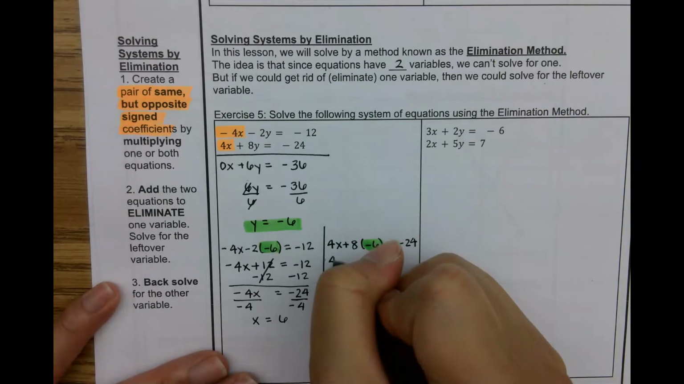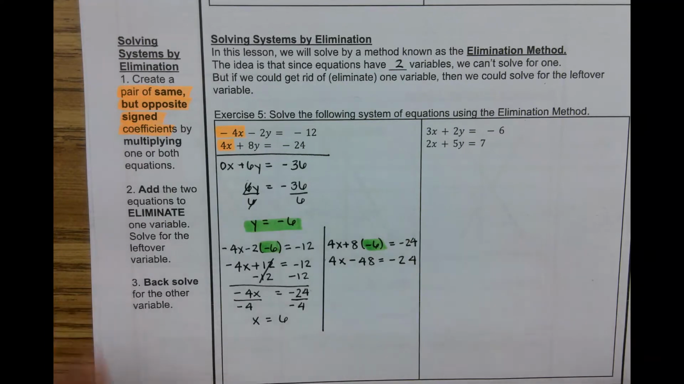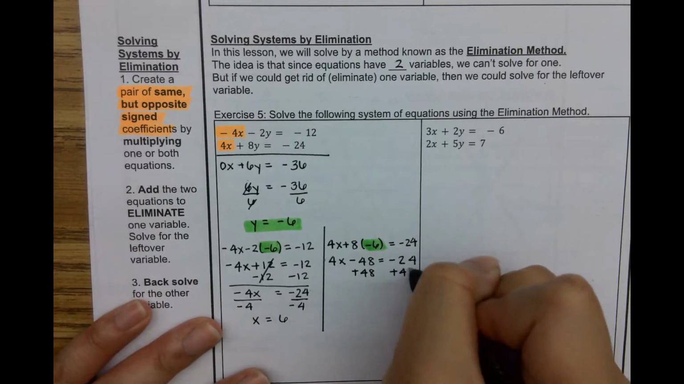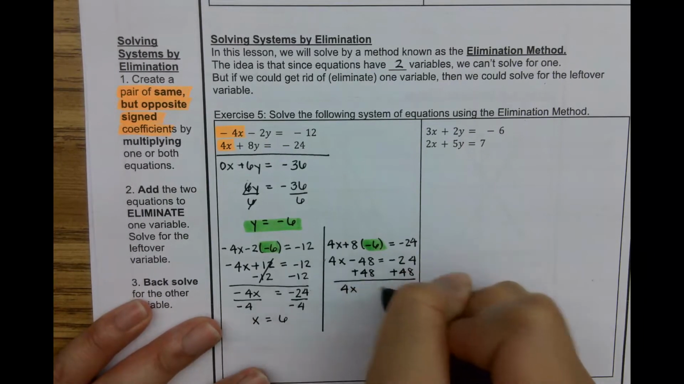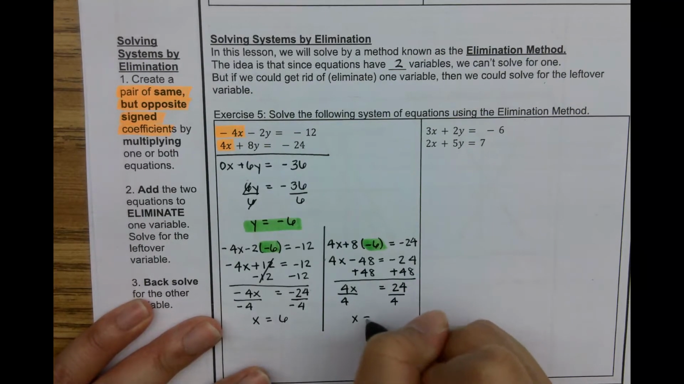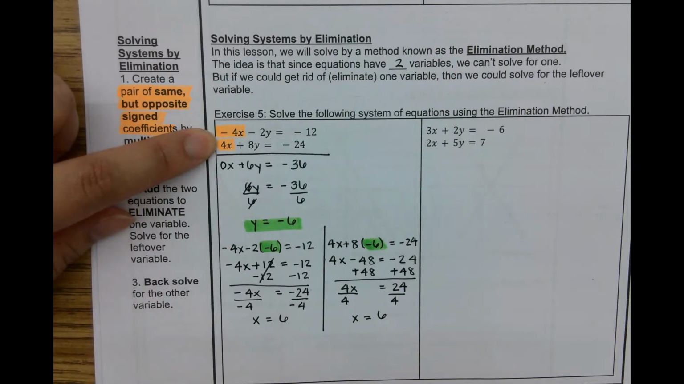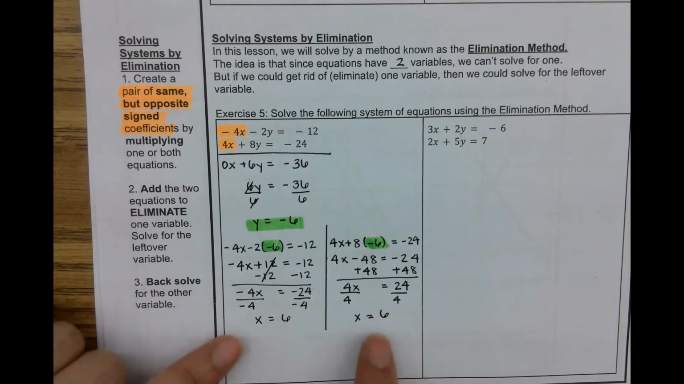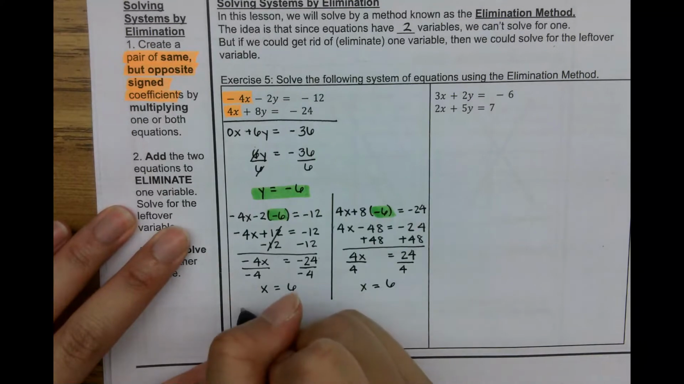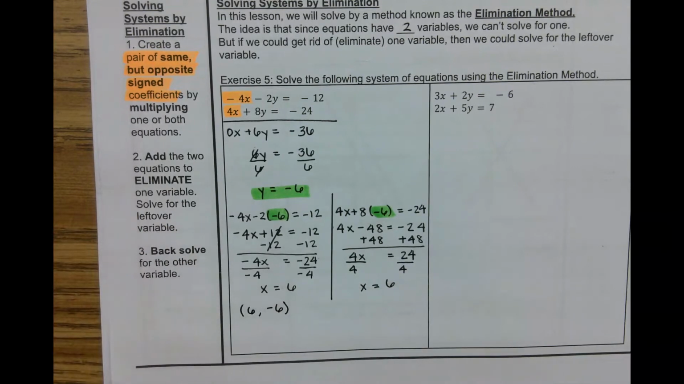So 4x, and 8 times negative 6 is negative 48. Here I'm going to add 48 to get rid of the minus 48. I get 4x equals 24. Divide by 4 on both sides to get x by itself. I get x equals 6. So you can see whether I plug it back into the first equation or the second equation, I still get the same answer. I still get x equals 6. So my answer is 6 for x, comma, negative 6 for y.